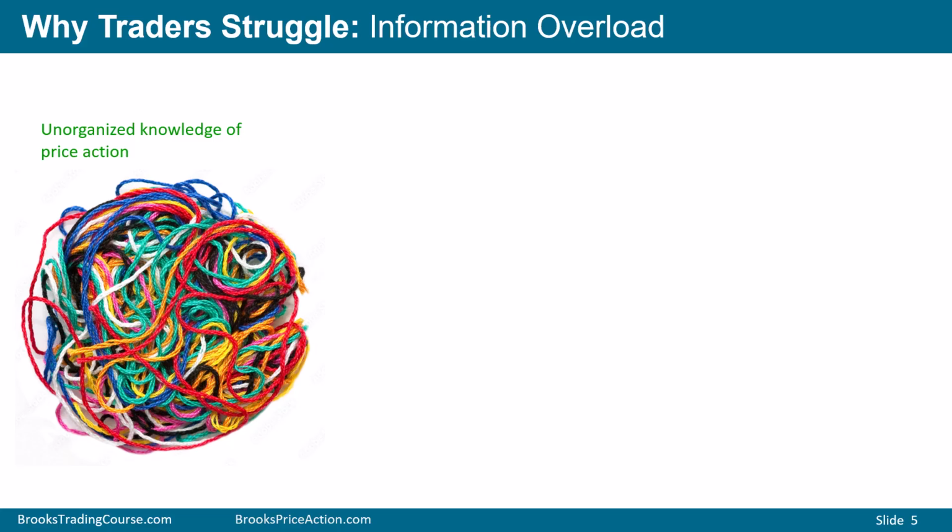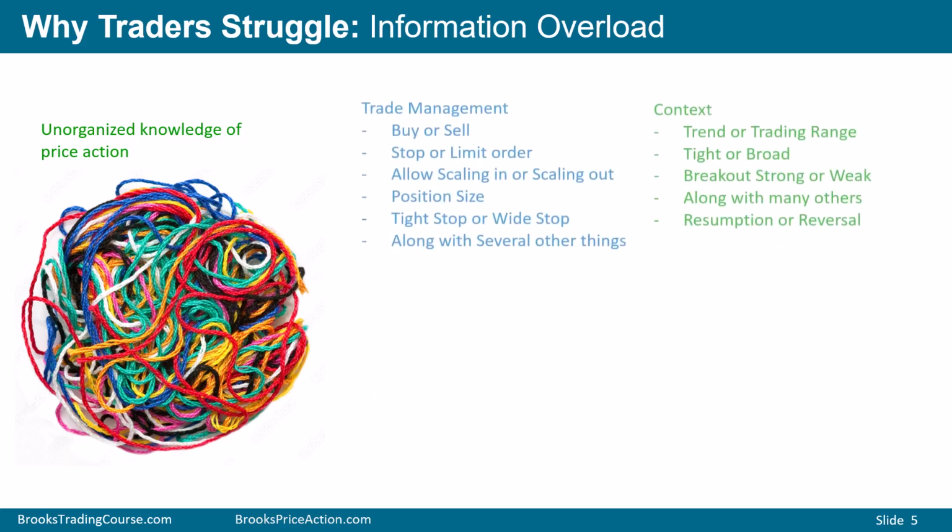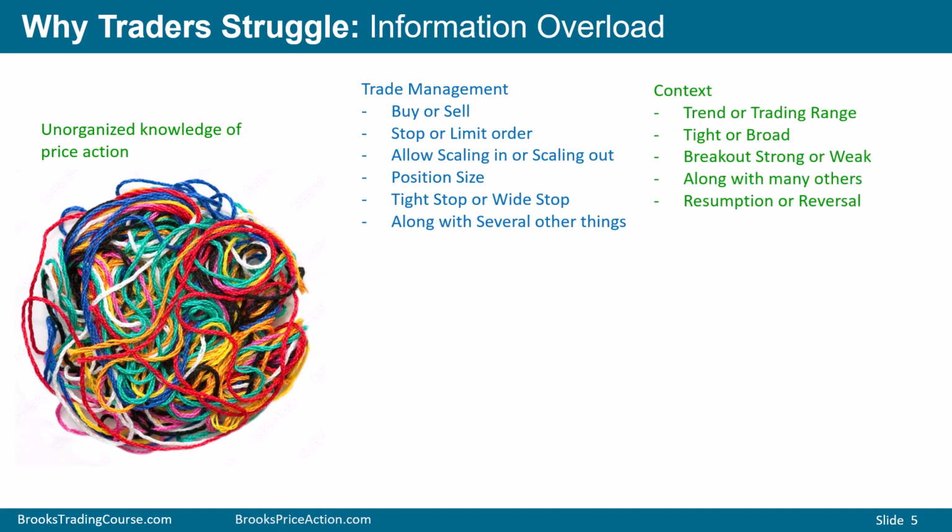So this goes into my third point about why traders struggle, and that is information overload. Again, this is the trader's information, and it's all jumbled up all over the place. What they have to figure out how to do is organize it at a subconscious level in a way they can use it. And here are various examples of bits and pieces that you have to understand when you're trading. These are all the decisions that you have to make, from trade management to context. And there's a lot of them. And there's many other examples that are not listed here.